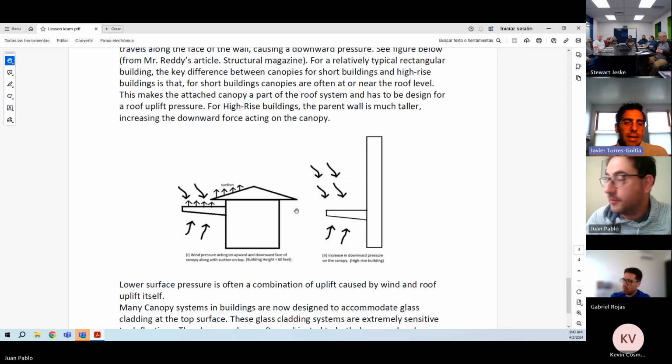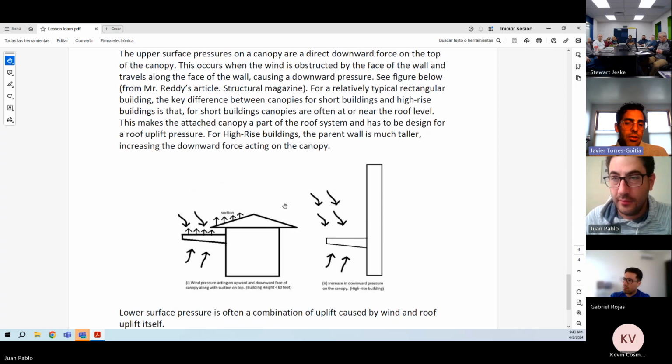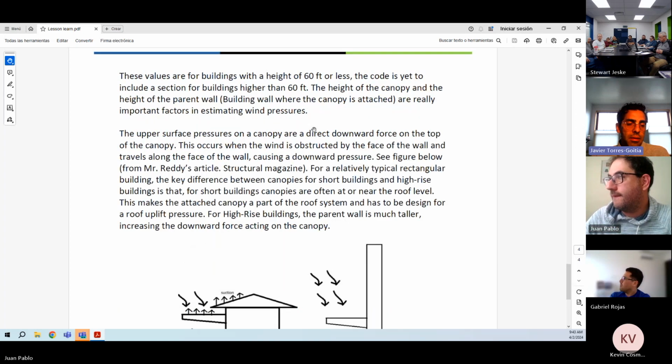Thanks, Juan Pablo. Yeah, and just to reinforce what Juan Pablo said, it's funny that the ASCE 7 hasn't yet included a section for buildings higher than 60 feet.